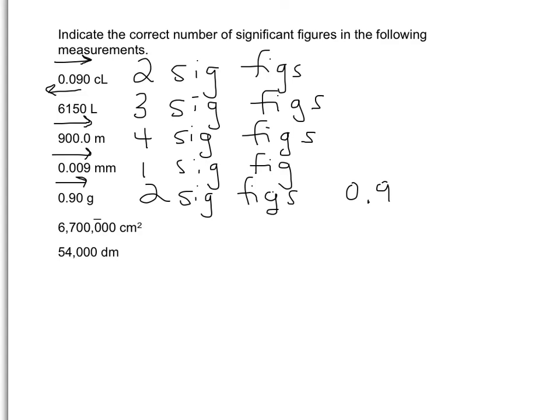6,700,000, no decimal point, so we're going to count to the left. And normally we would skip all those zeros, but that bar is making the hundredths place significant. So that's where we'll start counting. That will have five significant figures. And finally, 54,000 decimeters, no decimal point, count to the left. None of those zeros have been marked significant, so we skip all of those, and two significant figures.